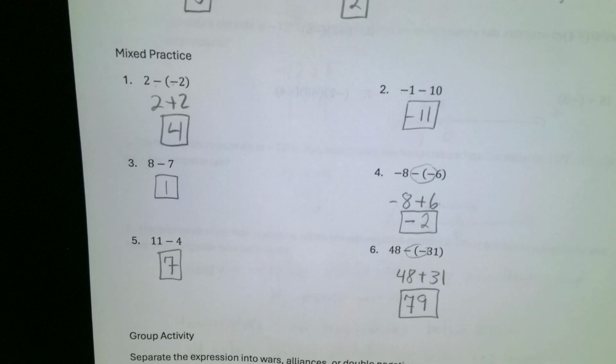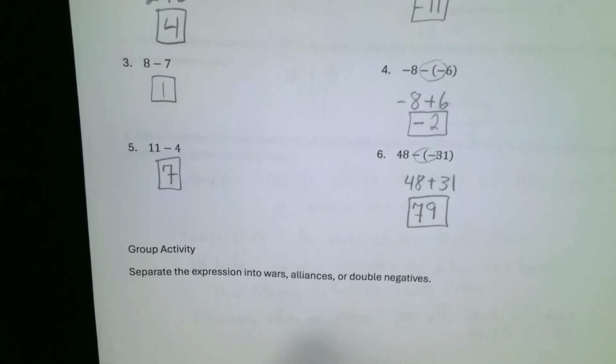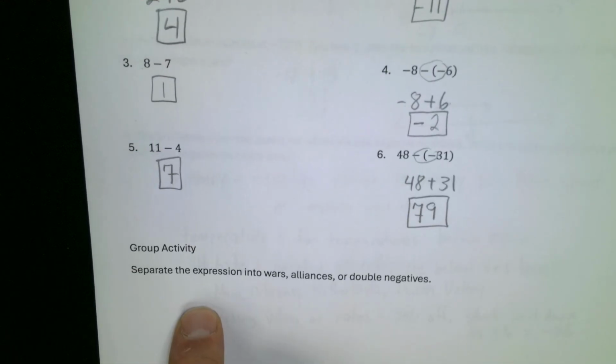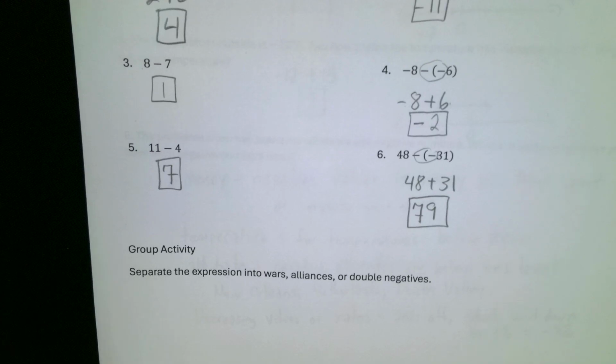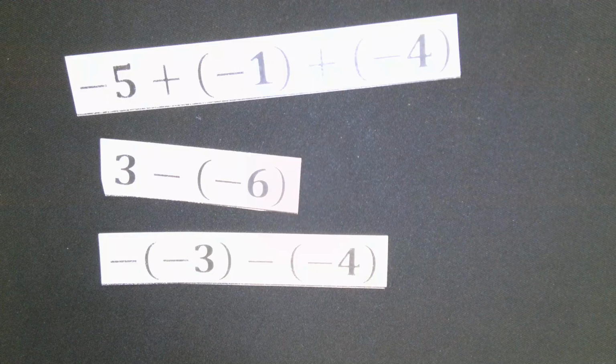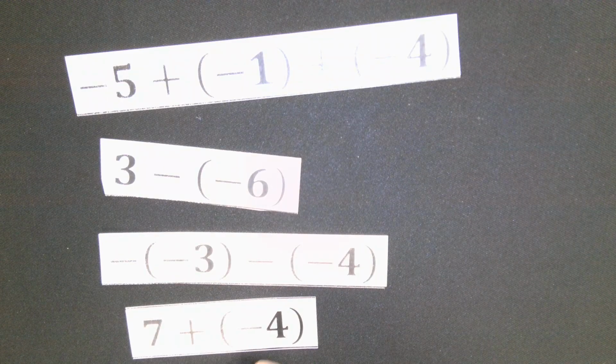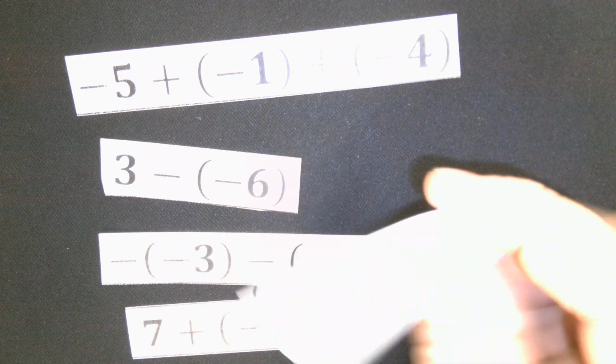Next thing we did in class is we did a group activity. So students were given cards with different problems on them, and they had to separate them by whether they thought it was a war or an alliance, or if it had a double negative. Because you can't determine whether it's a war or an alliance until you figure that piece out. So I'm going to go ahead and lay down. These are the same ones that they would have seen. So we'll go through those real quick.